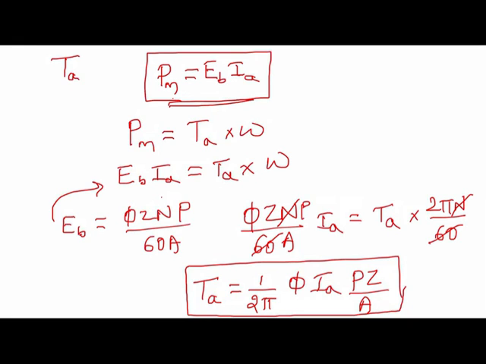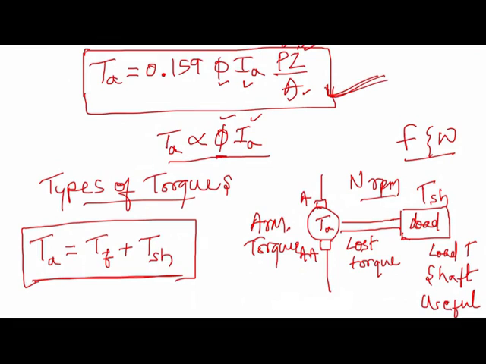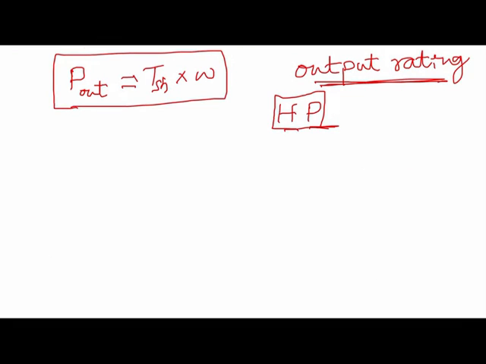From the armature the power is transferred to the load via the shaft. In between, at the shaft, there will be some power loss. Those power losses are called the rotational losses. After the rotational losses we will have the output power, which is equal to TSH into omega.